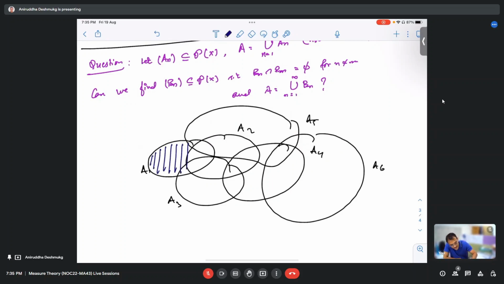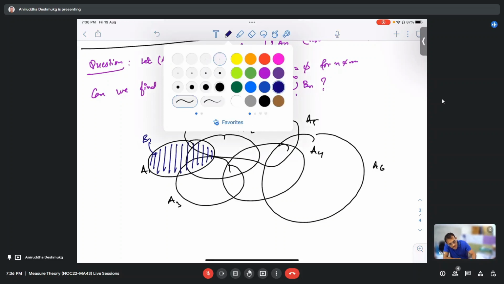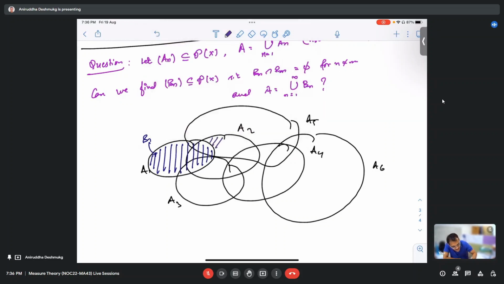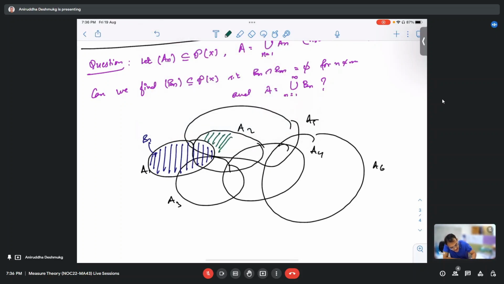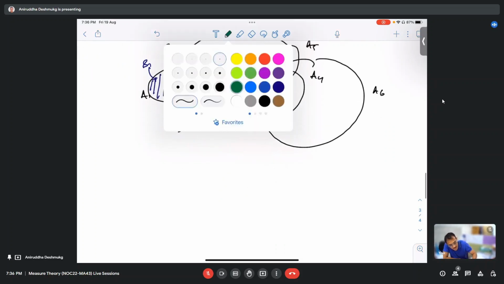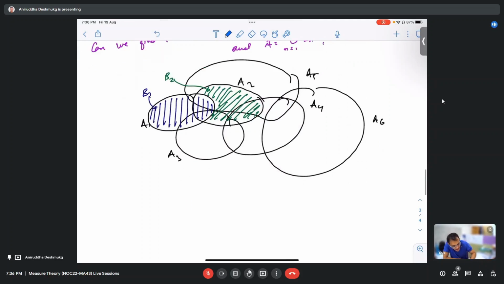Let us look at this set. Let us call it B1. Next, let us look at this set. Green color is fine. Let us call it B2. So the green one is B2. Next, let us look at B3. I want to do it from A3, but there are these intersections. I will ignore them. I will look at this, and I will call this B3.